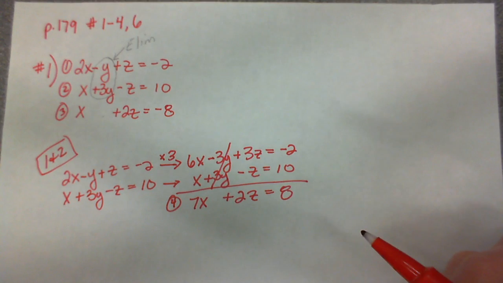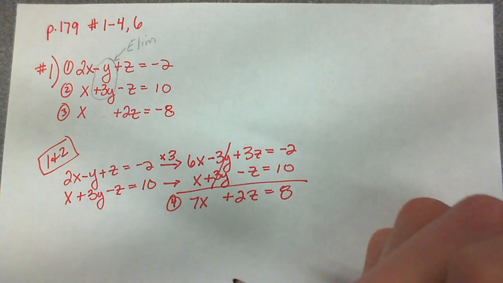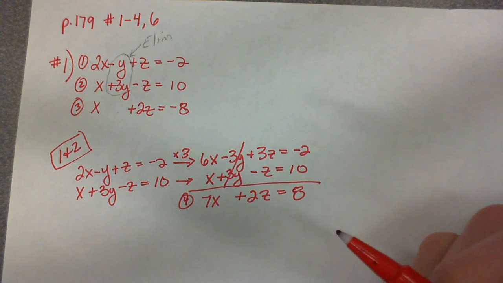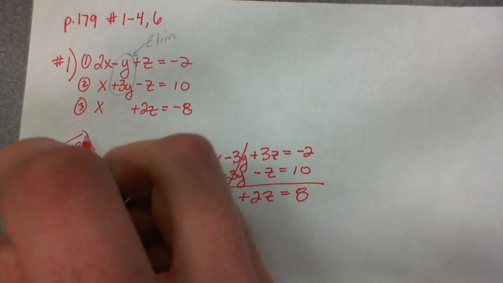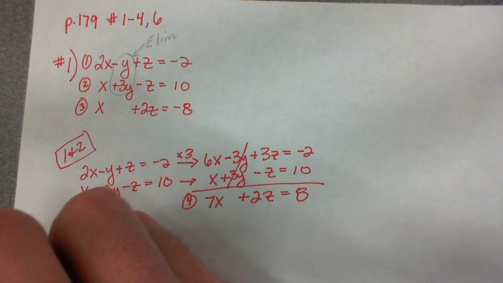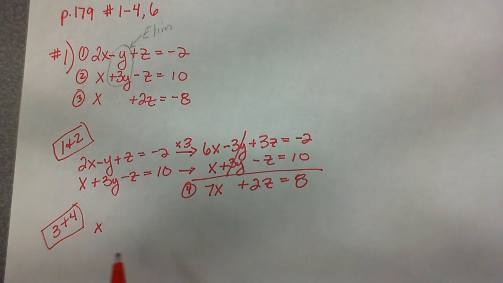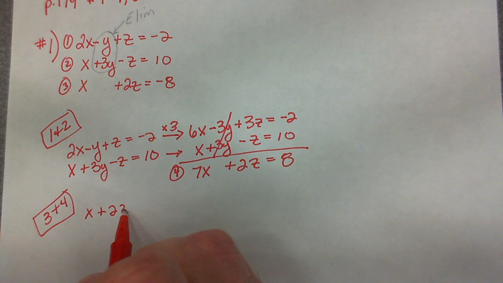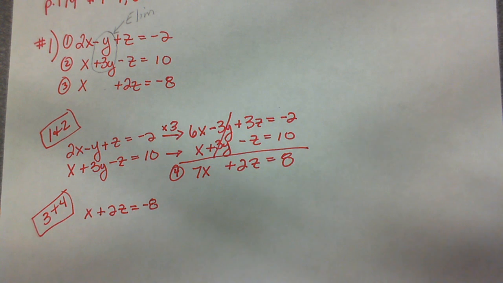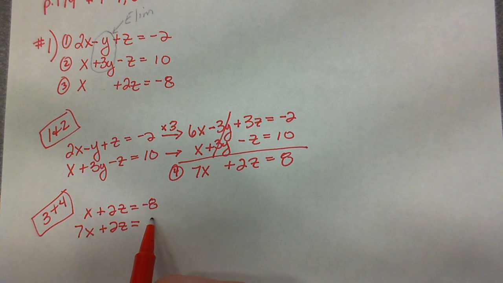So now this is equation 4. It has x and z in it. Oh, look, equation 3 has x and z. Isn't that lovely? So now I'm going to take equation 3 and combine it with equation 4. So we have x plus 2z equals -8, and 7x plus 2z equals 8.